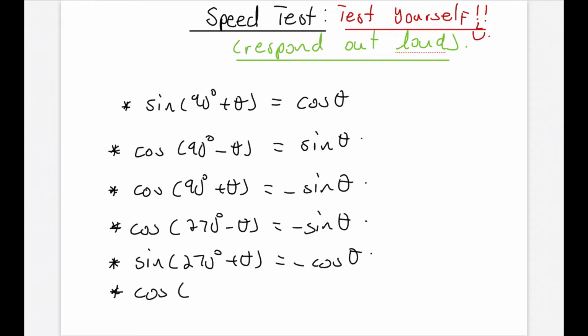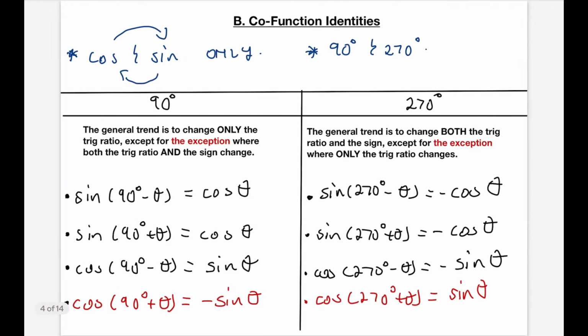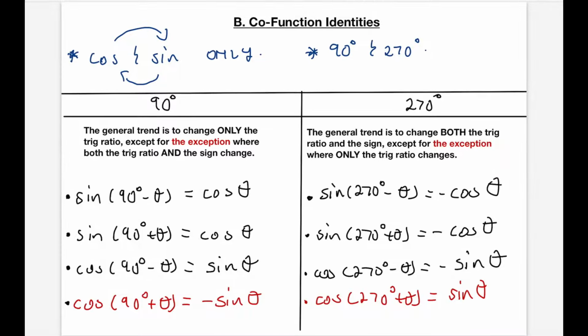Now, what if you had the cos of 270 degrees plus theta? Sine theta, because this is the exception. How many did you get right? If you got some of them wrong, go back here, give it a bit of memorization of the pattern that we're observing there, because you have to know this for reduction formula. Let's go to the third part.